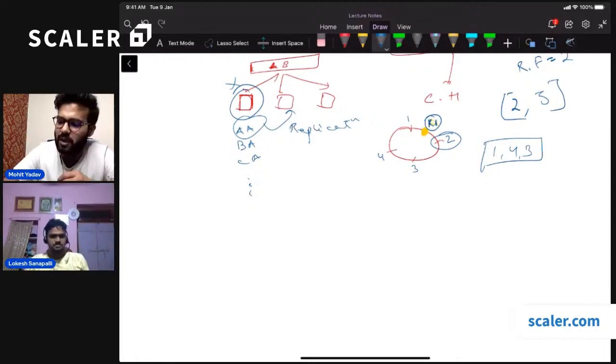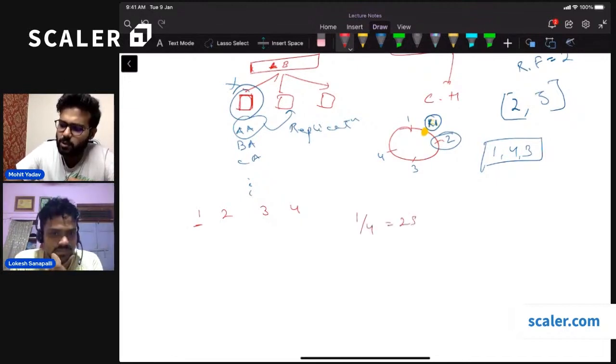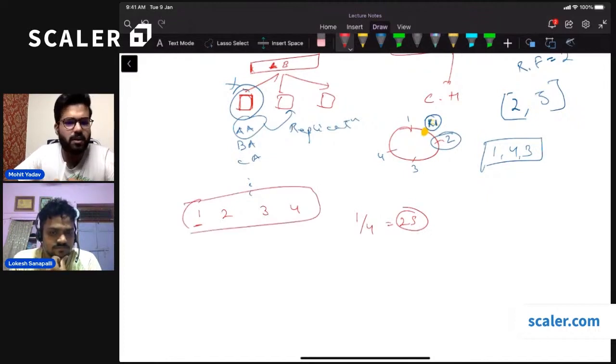I'll give you a small example. Let's suppose I have 4 spaces, 1, 2, 3, and 4. What is the probability of picking 1? It's 1 by 4, 25%, and so is the case with every other number in the array. Now let's make it more interesting. Now what I've done is I've added one more one. If I ask you to pick a number randomly, there are 50% chances that I'll end up choosing one.